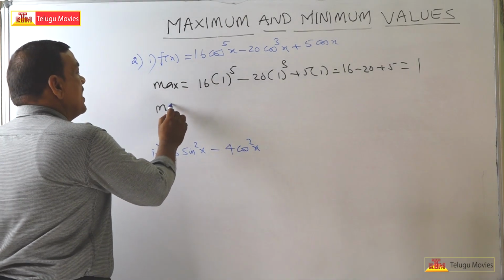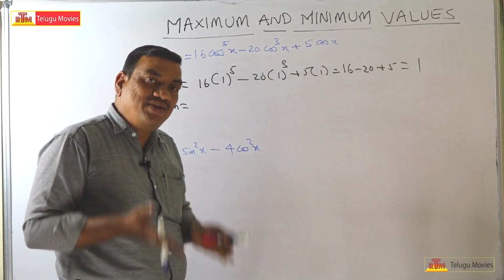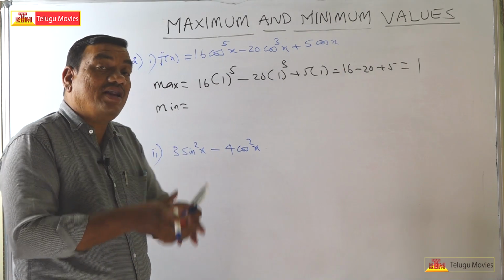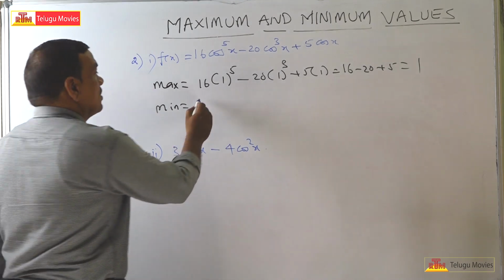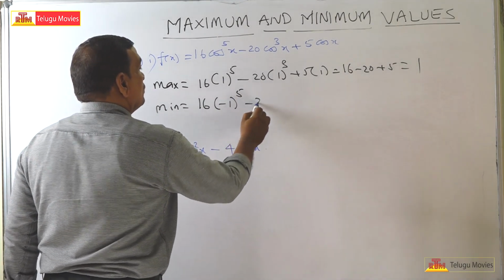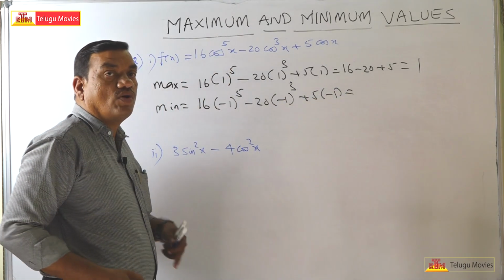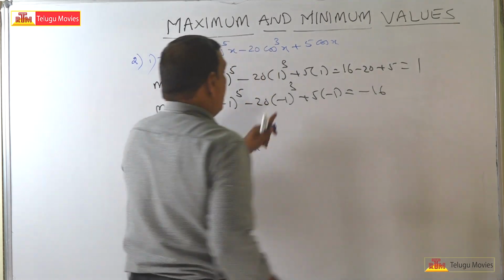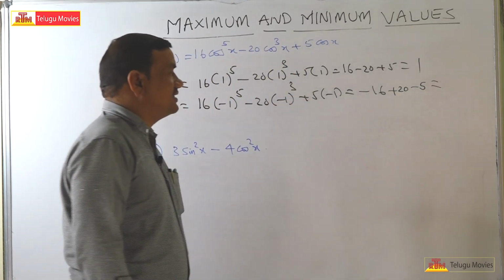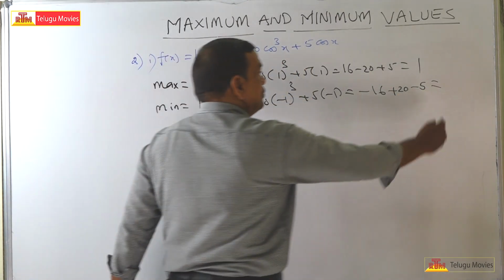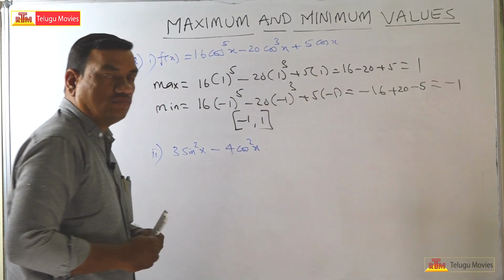What is the minimum value? This function will attain minimum value when cos x is minimum. Why? Because it is a function in the variable cos x. That's why wherever cos x is there, put minus 1, that's all. 16 into minus 1 whole 5, minus 20 into minus 1 whole cube, plus 5 into minus 1. Minus 1 whole power 5 means minus 16, then plus 20, minus 5. So minus 16 minus 5, minus 21, that is equal to minus 21. Therefore, what is its range? Minus 21 to 21. Understand this?